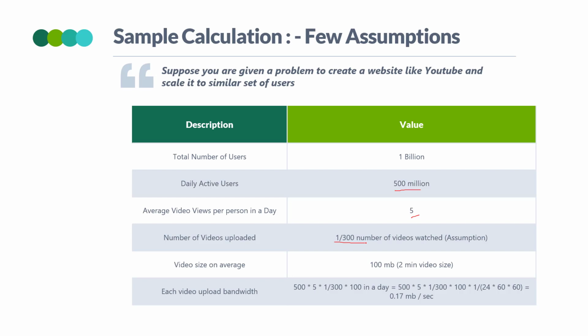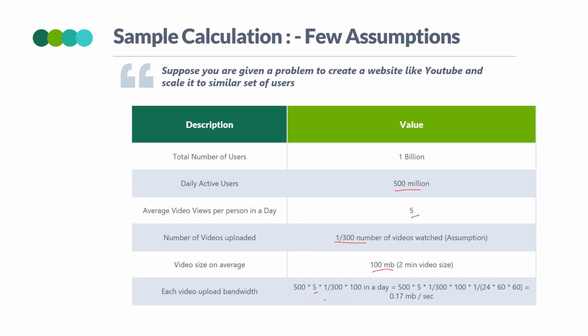This shows that this is a read heavy system. Writes are much less as compared to reads. Video size on average, again an assumption, is 100 MB. So a 2-minute video is on average equal to 100 MB. From this you can make your first calculation, each video upload bandwidth. We said 500 million active users, into 5 video views.